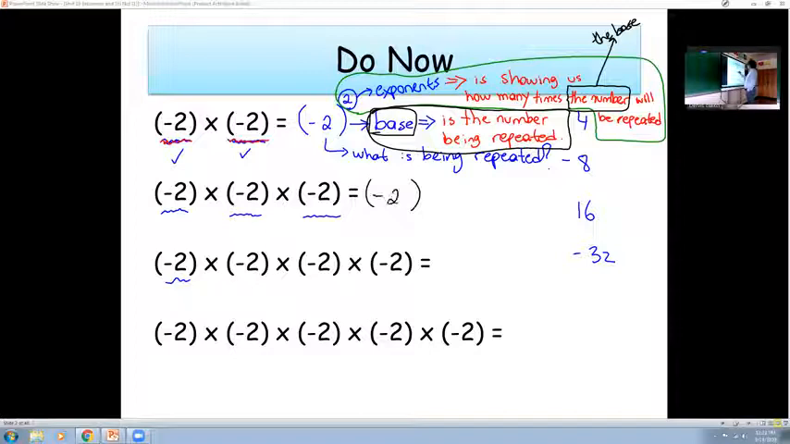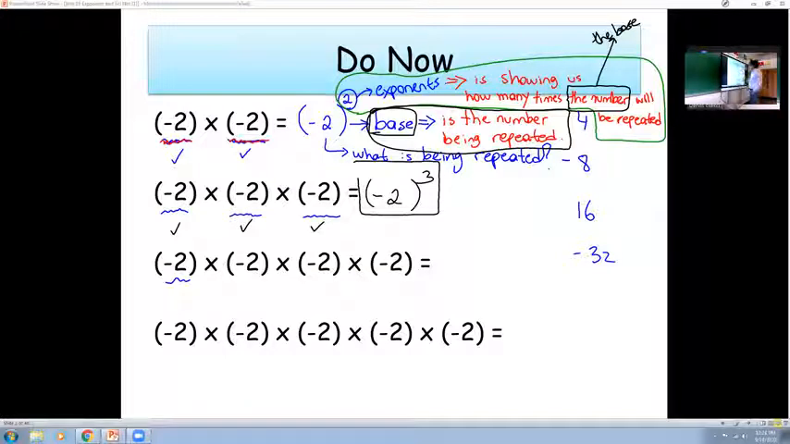So which number is being repeated? -2. How many times? 1, 2, and 3. So it is being repeated 3 times. So it is equal to -2 to the power of 3.